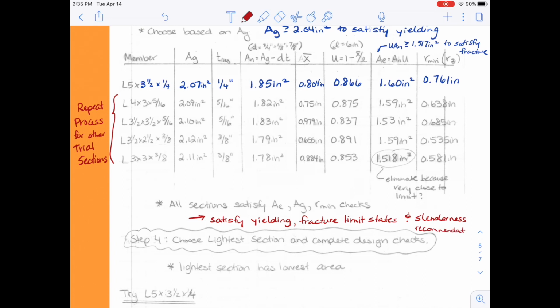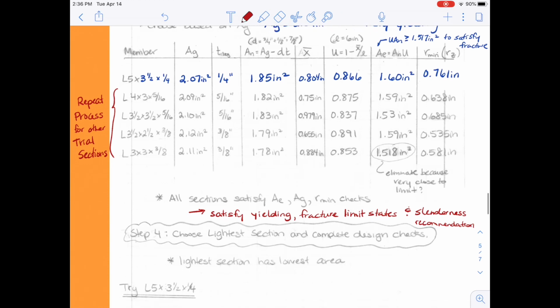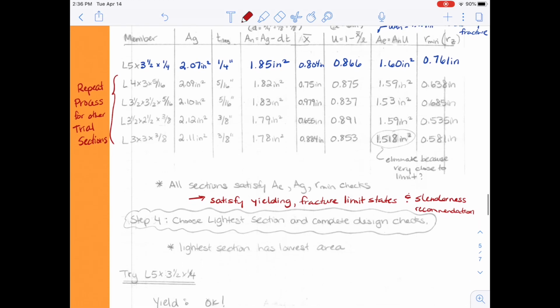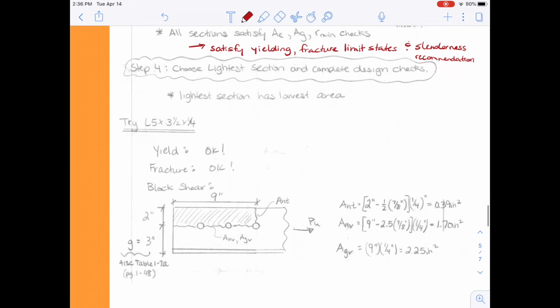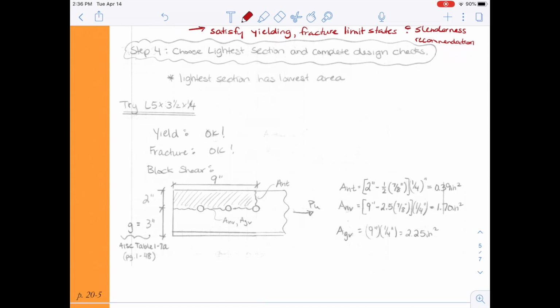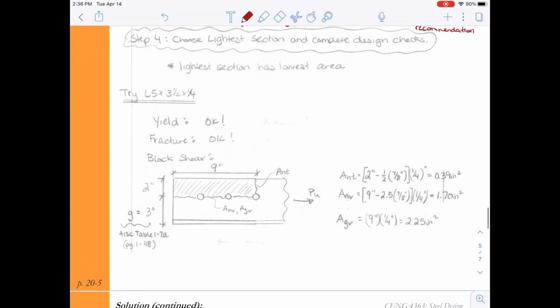All right, so now it's time to figure out block shear. That's the only limit state we haven't really explicitly checked, and it's the hardest to do in a bulk capacity. So I'm going to now pick the lightest section to go through and try block shear. The lightest section has the lowest area, so I'll start with the 5 by 3.5 by 1/4 inch angle.